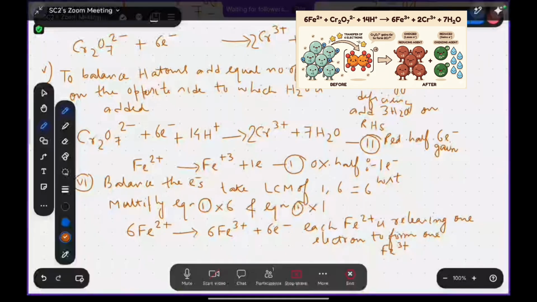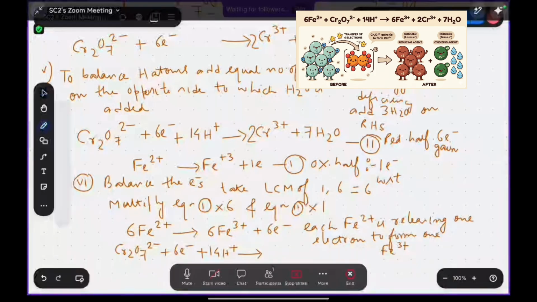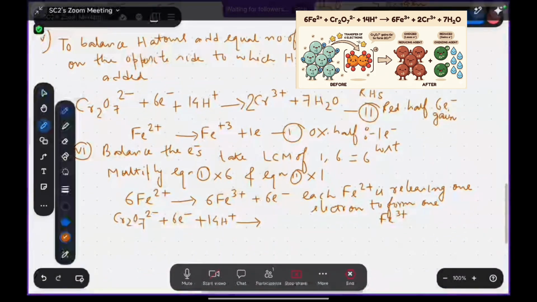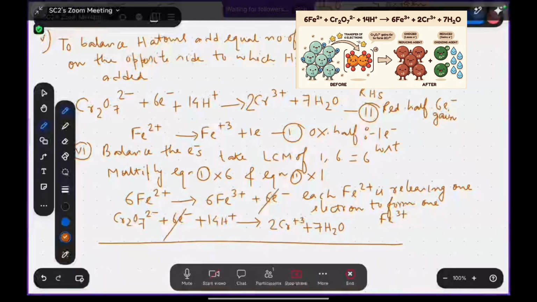And the next one is Cr2O7 2 minus plus 6 electrons plus 14 H plus, arrow. What happens in the product side? On the product side we are getting 2 Cr plus 3 plus 7 H2O. Now add up these two equations. When you add these two equations, what happens? See, 6 electrons get cancelled.